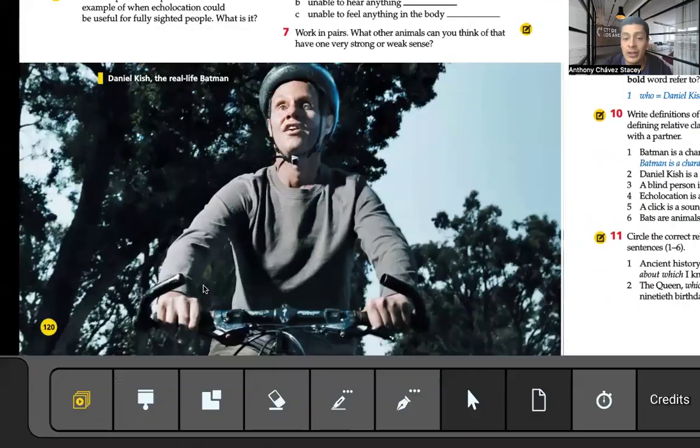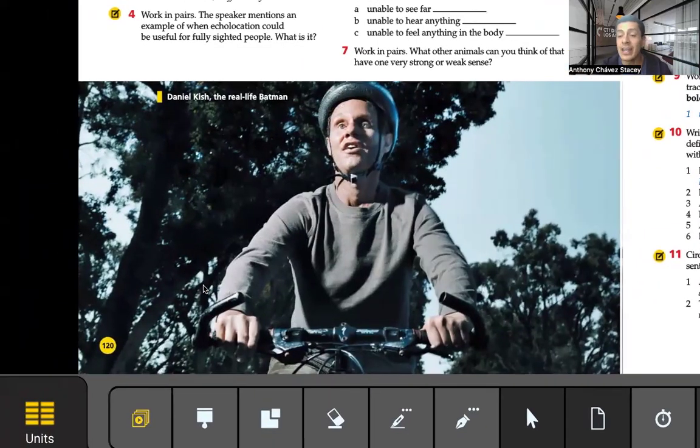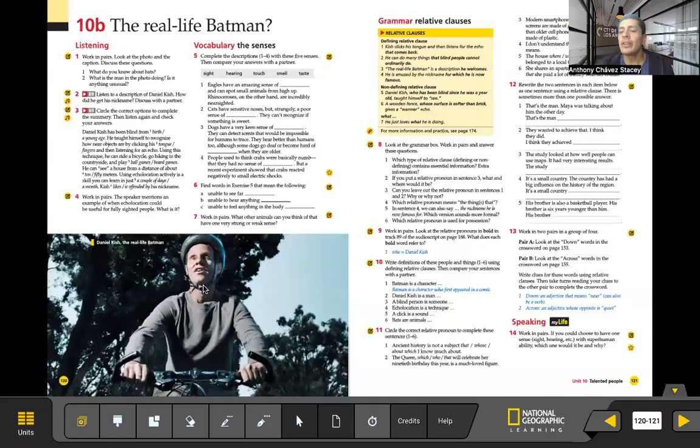Therefore, guys, let's start with the first section, the listening. Let me introduce you right here. We have the real Batman. His name is Daniel Kish, and he has an amazing skill. Even though he lost his sight, he developed another one. So let's listen to his story.